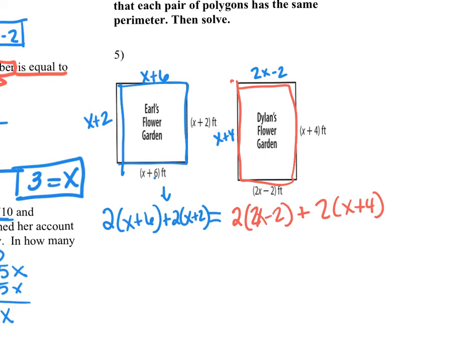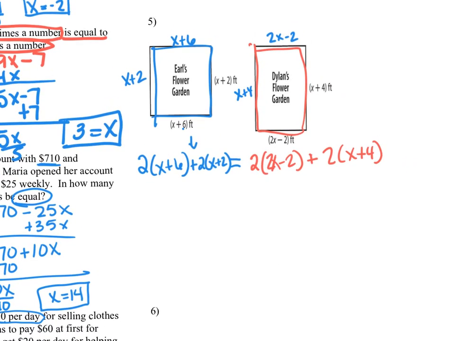Okay. So now we're going to distribute this. This is multiplying. You should know the distributive property. I think y'all have seen it before. This is distributing. It's multiplying here, and it's multiplying there. So 2 times x is 2x. 2 times 6 is 12. Plus 2 times x is 2x. 2 times 2 is 4. So that's distributed out. Do you see how I got each of those pieces?